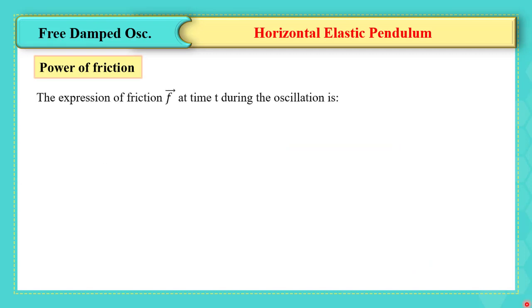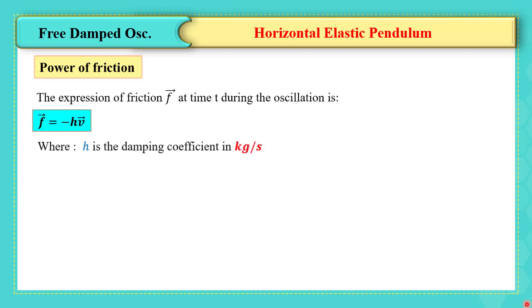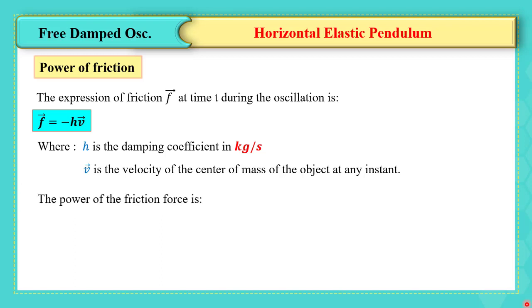The expression of a friction at time t during the oscillation is given by F vector equals minus h v vector, and it will be given to you in the exercise, where h is the damping coefficient and v vector is the velocity of the center of mass of the object at any instant. The power of this friction force is given by F vector dot v vector. So, replacing F by minus h v vector, we will have the expression minus h v squared.